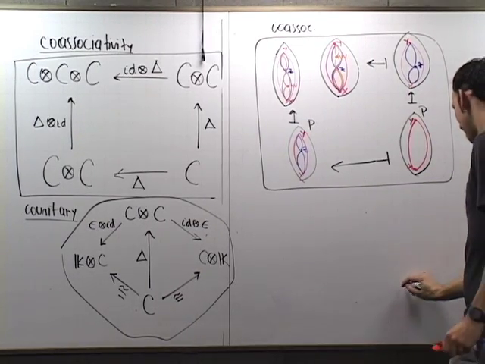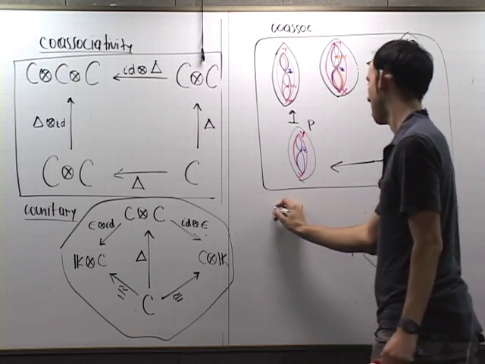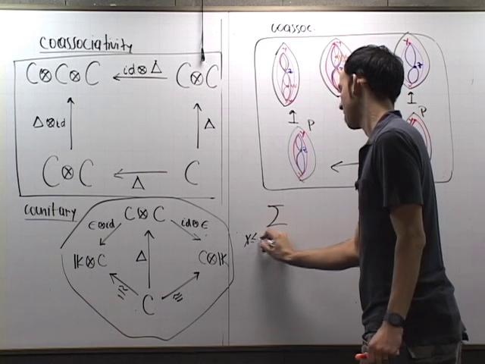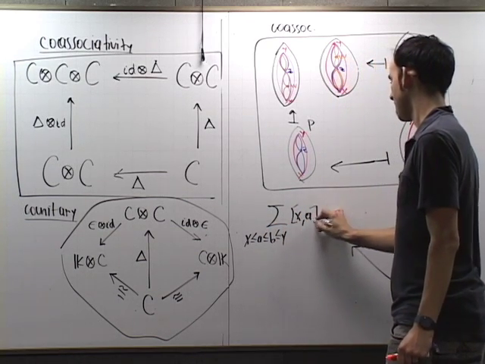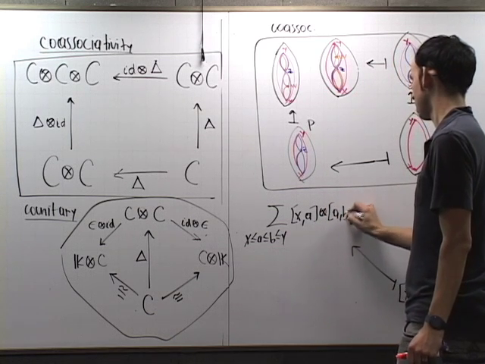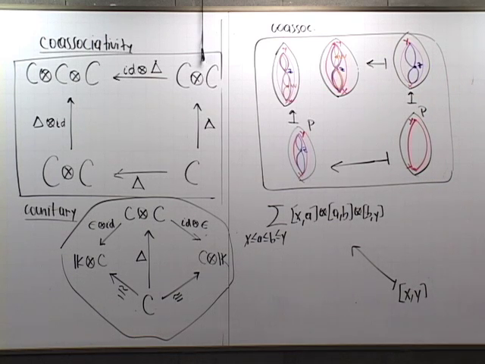I'm going to take x, y, and it's going to map to, in formulas, the sum over x is less than or equal to a less than or equal to b less than or equal to y of x,a tensor a,b tensor b,y. Okay. So it's just a way of splitting the interval into 3 jumps. And it doesn't matter if you split first this way or first this way. Okay. So that's what it means to be coassociative here. Okay. Does that make sense?